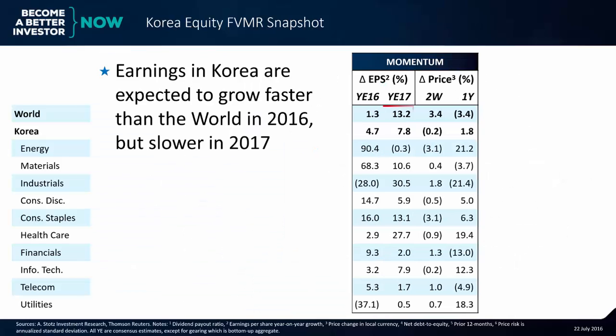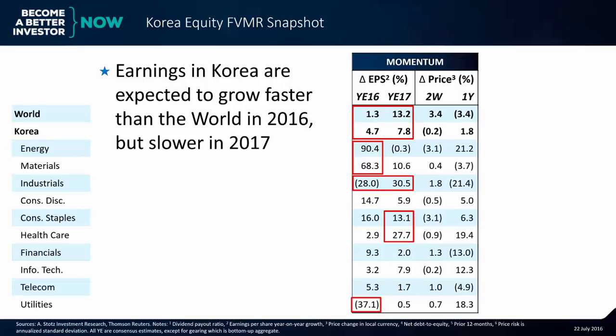If we continue on to momentum, first let's talk about earnings momentum. Earnings are expected by analysts to grow faster than the world in 2016, but slower in 2017. We can see massive amounts of growth in highly cyclical sectors as the energy prices have hit their bottom. In industrials, we should see a recovery, but from a negative base, so a recovery in 2017. And then we can also see a very negative number for EPS growth for 2016 for utilities.